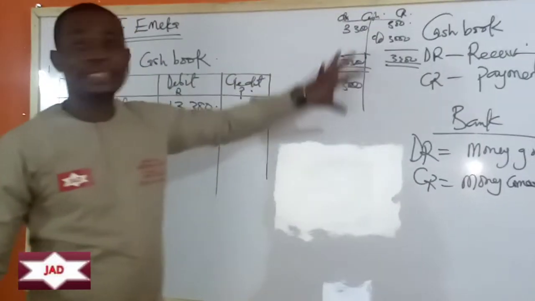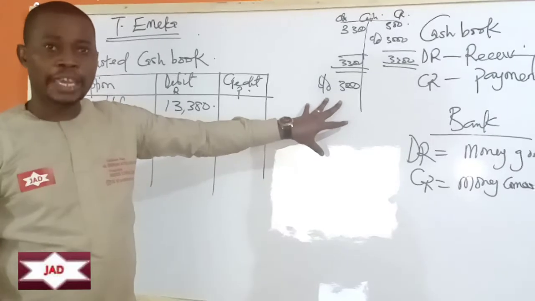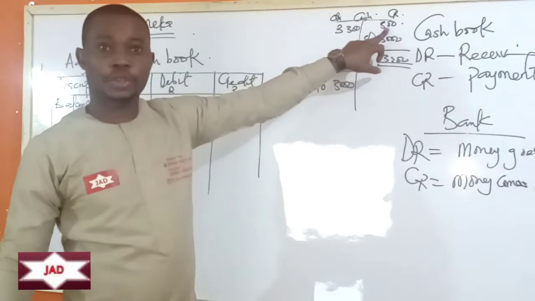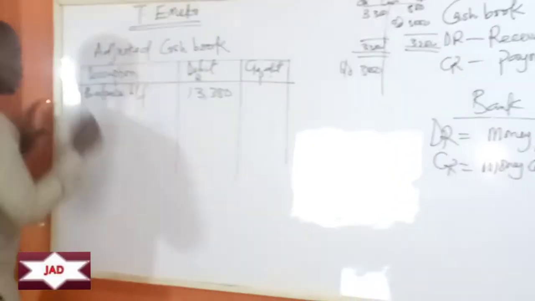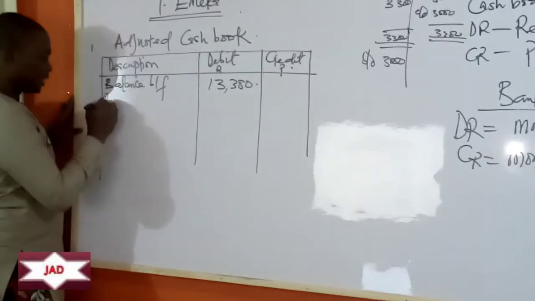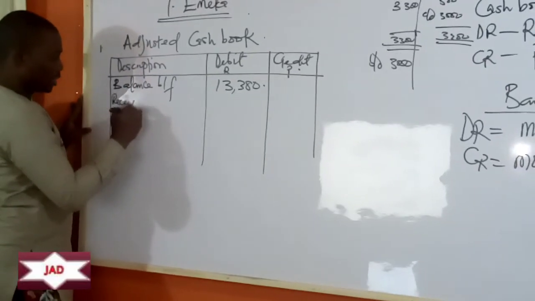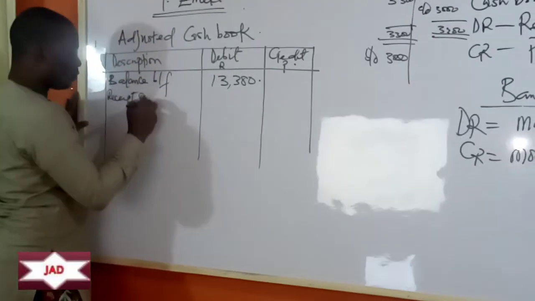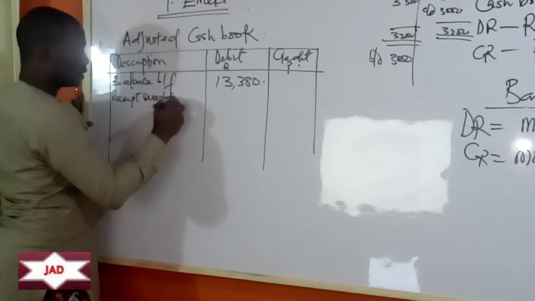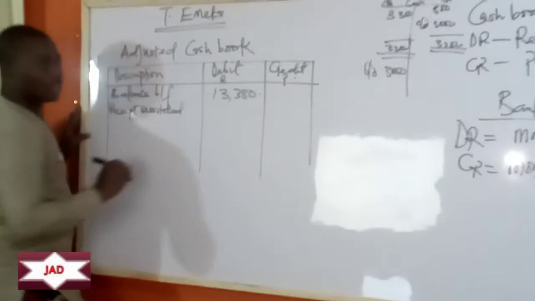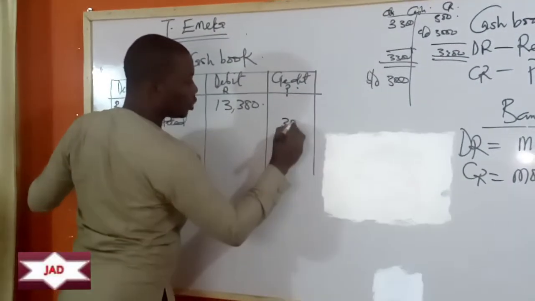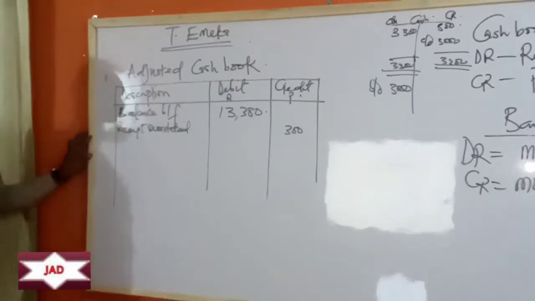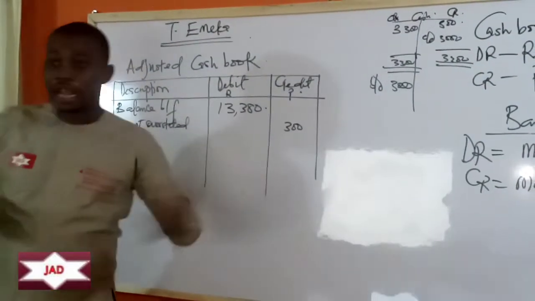So in order for us to correct this error, we have to credit our cash book with 300 naira. So let's go. We're going to say receipts over-stated. So we credit with 300 naira.